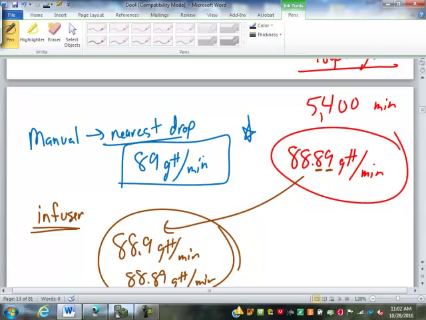For this class, any one of the 3 is acceptable. If you round to the nearest drop, that is fine with me. Otherwise, 1 or 2 decimal places. Never go more than 2 decimal places. There's never an application where you need to be down to the 1,000th of a drop.